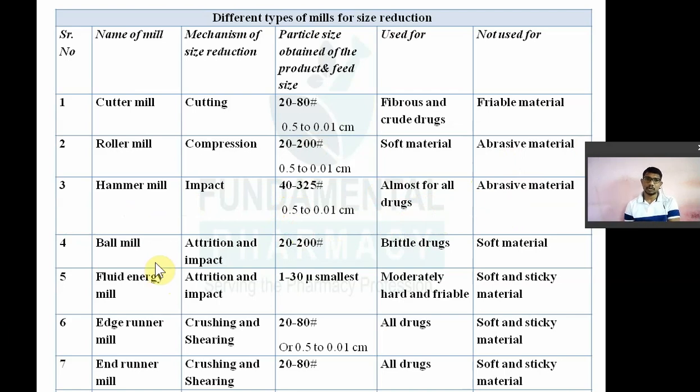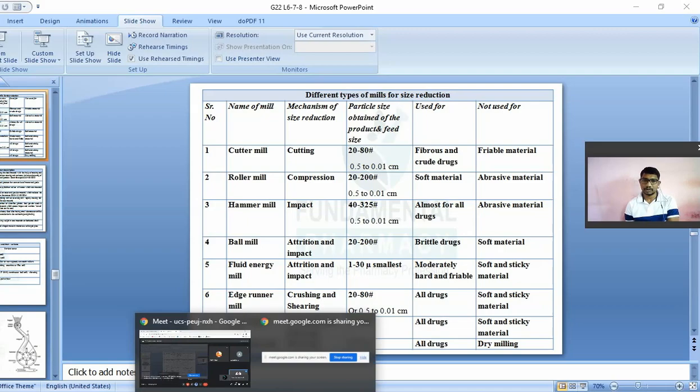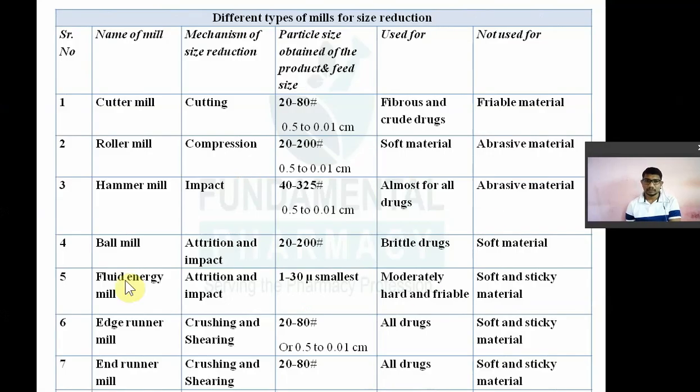Next one is a ball mill. Ball mill works on the principle of attrition as well as impact, both. ठीक है, यहाँ पे दोनों मतलब impact plus attrition ये दोनों के ऊपर ball mill work करेगा. This ball mill will act on the principle of attrition plus impact. So you will get a 20 to 100 mesh particle size. It is used for brittle kinds of drug, not used for soft material.